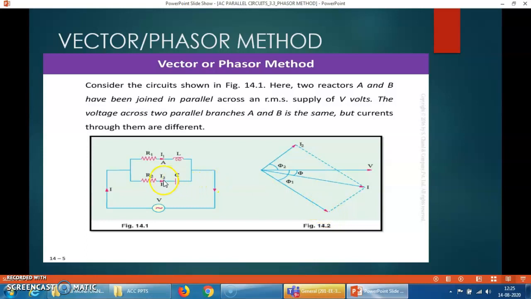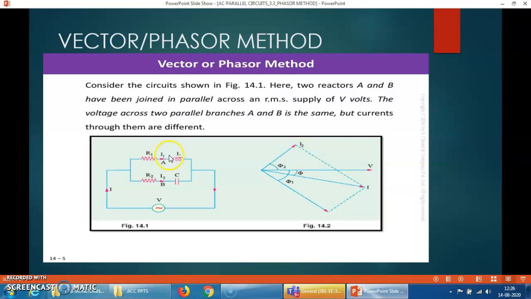Now I2 is the branch current flowing through R2 and C, where a resistor R2 and C are connected in series. When a capacitor is in a circuit, current is always leading, which means current I2 leads the voltage by an angle phi 2. Phi 2 is the angle between the voltage and the current. See here, I2 is the current flowing through the RC branch, and if a capacitor is there, it is leading, so it is shown in the first quadrant.